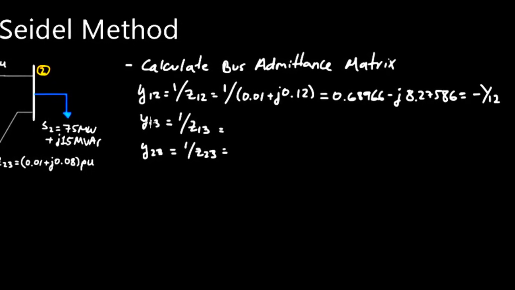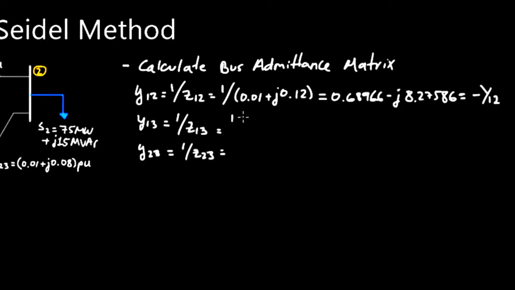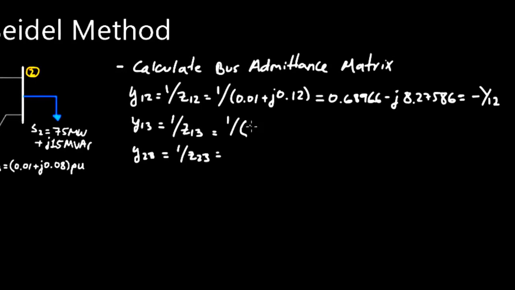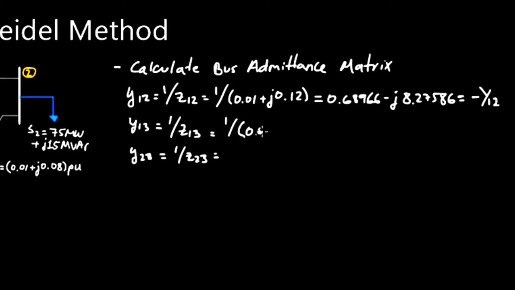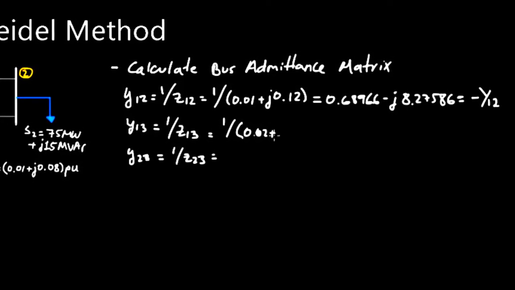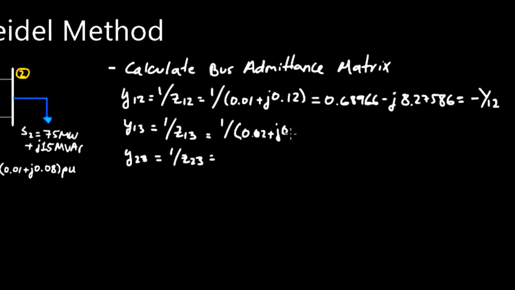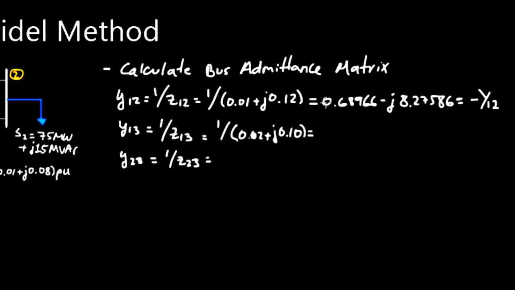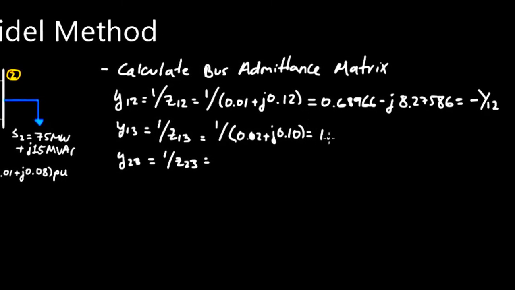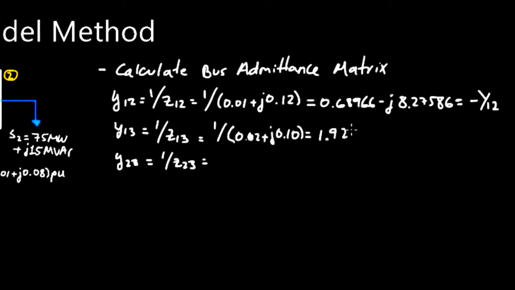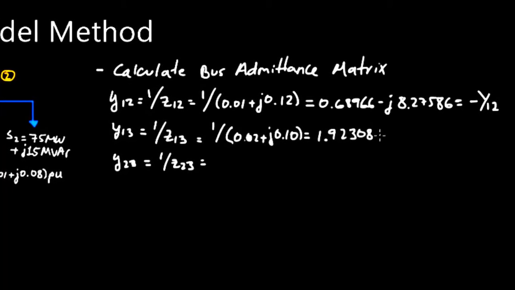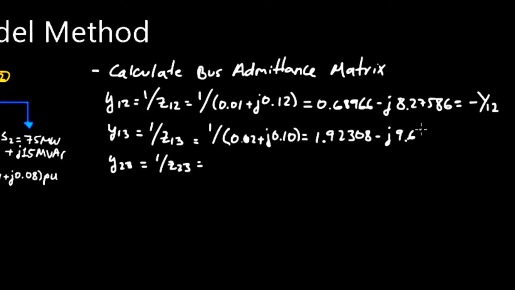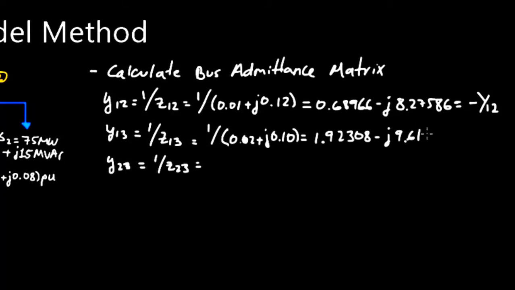So let's go ahead and calculate this y13. So 1 over z13, which is over here, 0.02 plus j0.10, and that's going to be equal to 1.92308 minus j9.61538.